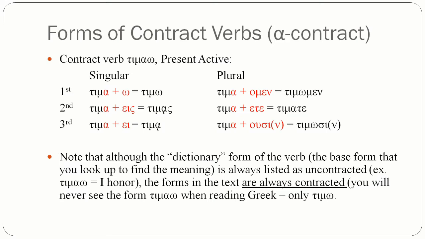However, the forms in the text that you read are always going to be contracted. These contract verbs never appear uncontracted in a regular text. It will always be timo, just with that omega. You'll never see the alpha when you're reading along in the Bible or in one of your translation exercises. So that's something to remember. One weird thing about these contract verbs: you look up your dictionary form uncontracted, but when you're working in the text, it will always be the contracted form.